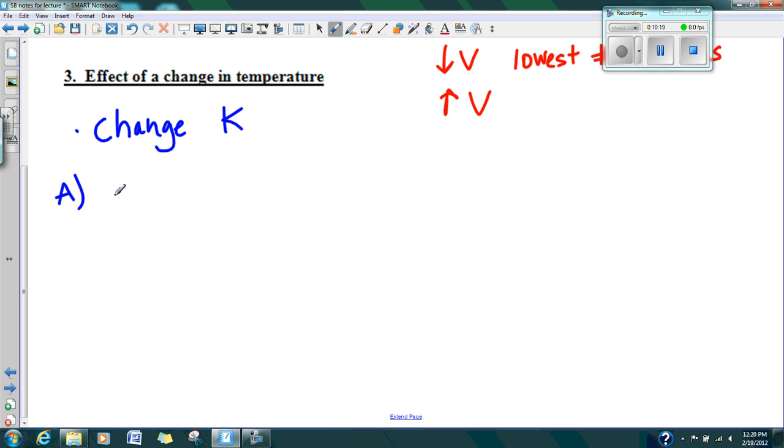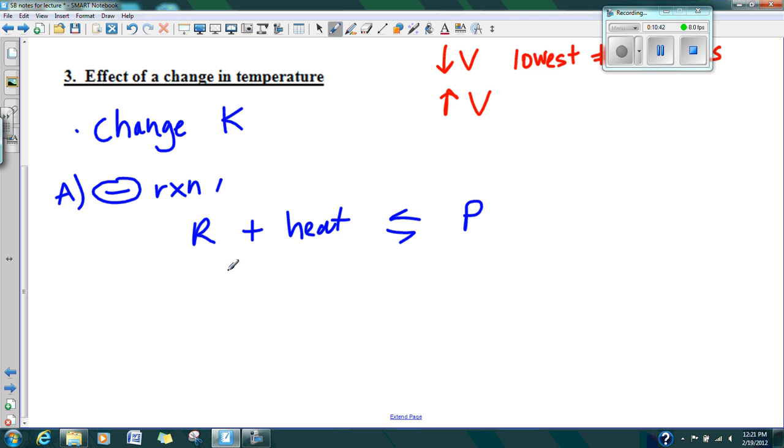You should remember that if I have an endothermic reaction, it has a negative sign in front of it, and the heat is taken into the system. So what we have here is my reactants, plus my heat, and here I'm getting my products. So what's going to happen here if I increase my temperature? If I increase my temperature, there's going to be more heat taken into the system, and so my equilibrium is going to have to shift right. And this is for an endothermic reaction.